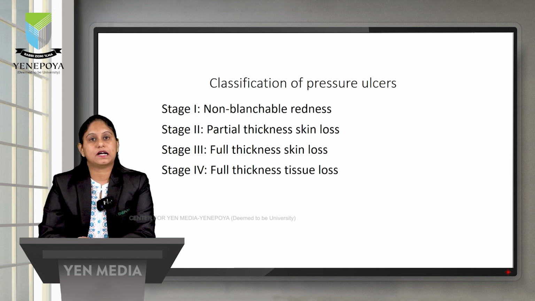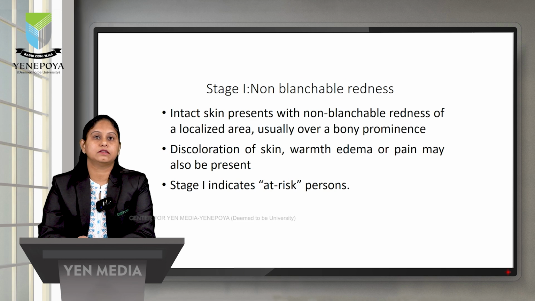Let us see the classification of pressure ulcers. It is classified as stage 1, which is non-blanchable redness, stage 2 partial thickness skin loss, stage 3 full thickness skin loss and stage 4 full thickness tissue loss. Let us see stage 1, which is also called non-blanchable redness.